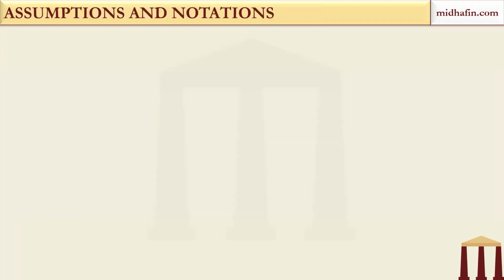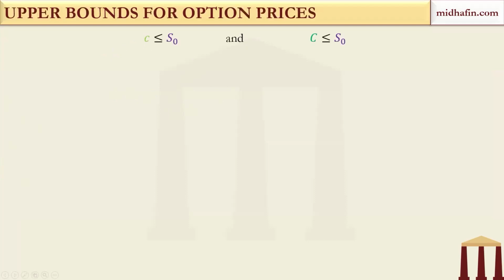Now let's see certain assumptions that we'll be using in the upcoming slides. Capital C and capital P are used for American style call and put options, and small c and small p are used for European style call and put options. Here we'll first understand the upper bounds for the option prices. For a call option, the upper bound is the asset price. It is reasonable to say this for both European and American style options.